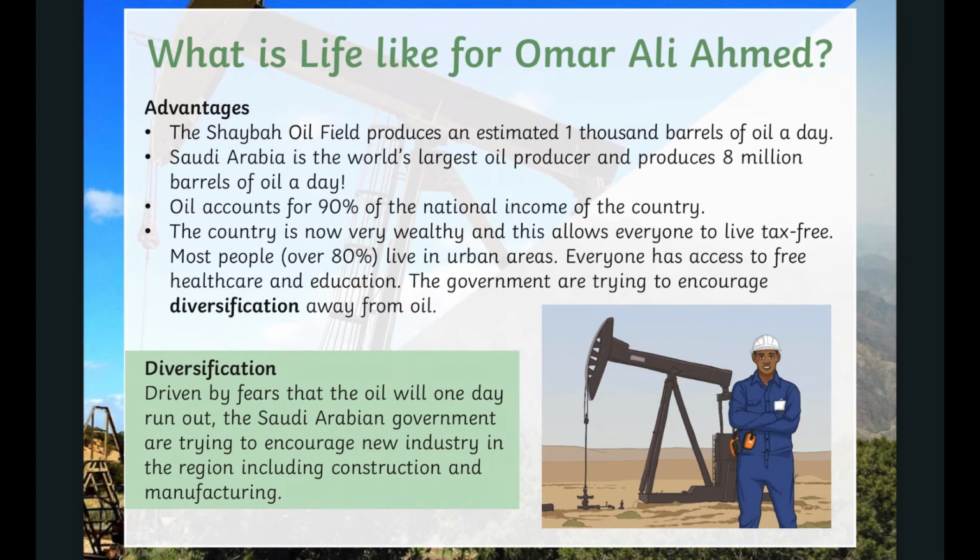What is diversification? Well, driven by fears that the oil will one day run out, the Saudi Arabian government are trying to encourage new industries in the region, including construction and manufacturing. Also, due to climate concerns, a lot of the world's energy production is now moving away from fossil fuels like oil, and this means there may be less demand for oil in the future. As a result, Saudi Arabia are trying to develop with the times and find a way to make their economy work in the absence of oil.